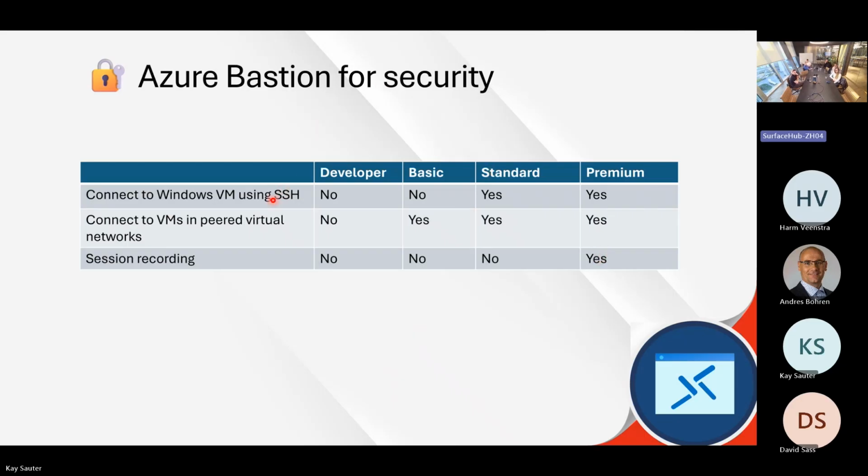So you have the possibility to connect with SSH, but that is only for Standard and Premium. You have the possibility, for example, to connect using peer virtual networks. That's also not for Developer, but for the rest. Session recording is only for Premium. But that's it. This overview is just a selection from the long list of everything you can do. I just wanted to pick some examples of what it looks like between those.